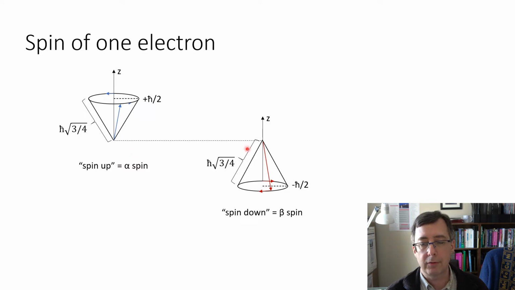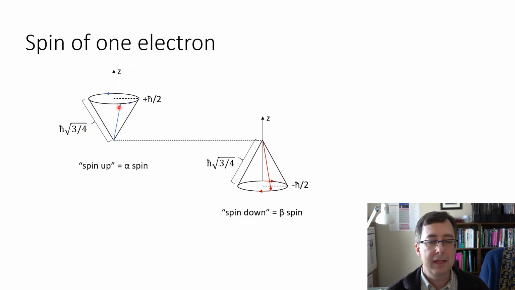And we could also have a beta spin possibility where the projection on the z-axis is well defined, but it's negative h bar over 2, okay? And it turns out that the length of this vector that we imagine is precessing around the z-axis winds up being h bar times the square root of 3 over 4. And I'll say more about that in a second.